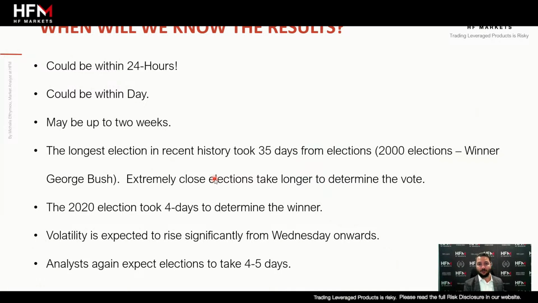Like I said, back in 2000, when it was between Mr. Gore and Mr. Bush, it took 34 days, which is crazy. That's not going to happen this time, but like I said, it is a possibility. So, it could be within 24 hours, it could be within a day, it could be within 2 weeks. We don't know guaranteed. Most analysts believe that it's going to be within 3 to 4 to very maximum 5 days. The 2020 election, which was the last election, it took 4 days.